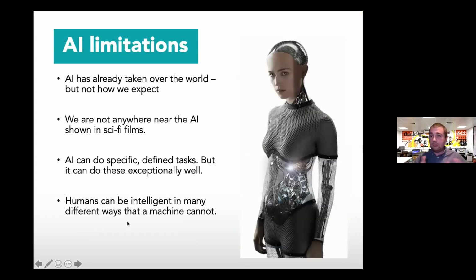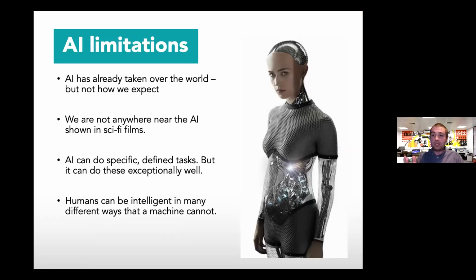So I've talked about what AI can do. I'm going to quickly talk about what AI can't do, or the limitations of AI. Like I've said previously, we're not in a situation where we have something out of, say, Ex Machina or AI, the film.